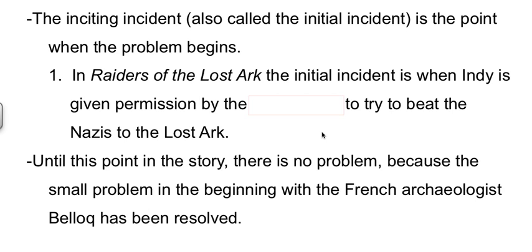In Raiders of the Lost Ark, what causes the problem is Indy is given permission by the government to try and beat the Nazis to the Lost Ark. That's the problem. Who's going to get the Ark? Until this point in the story, there's no problem, because the small problem in the beginning with the French archaeologist Belloc has already been resolved. Indy didn't win. He lost. Now, we know that because that part was there, something's going to come back with it, but it's already been ended.